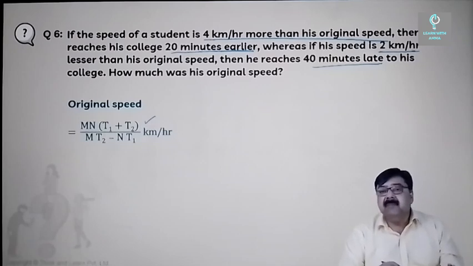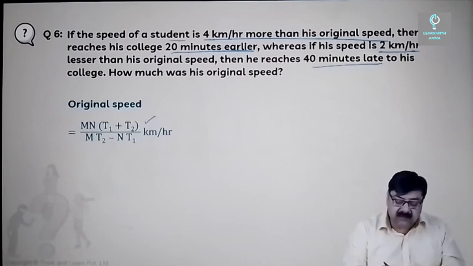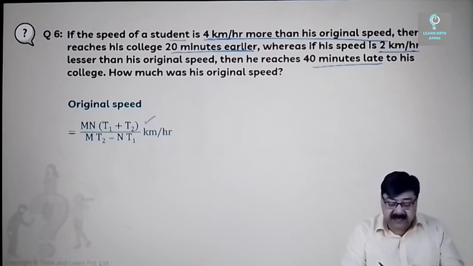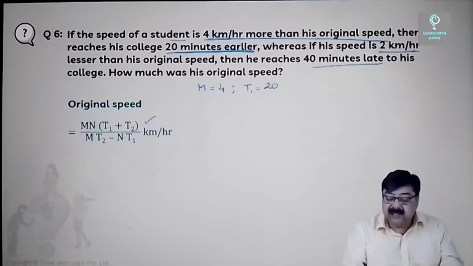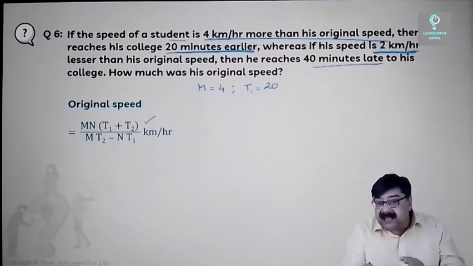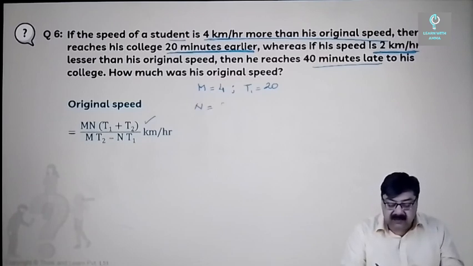Now let us find out what values M, N, T1 and T2 hold. If the speed of the student is 4 kilometer per hour more than his original speed, M here stands for more. Please remember that. So the value is 4. Then he reaches his college 20 minutes earlier. So T1 shall be 20. Whereas if his speed is 2 kilometer per hour less, for less we use N, so the value is 2. And T2 is for late, so 40 minutes late, so T2 value is 40.